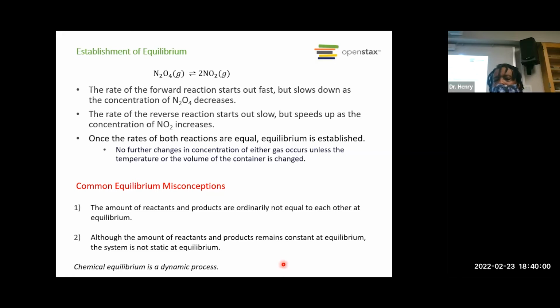So chemical equilibrium is a dynamic process. It's constantly happening.